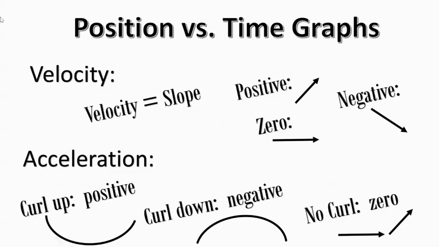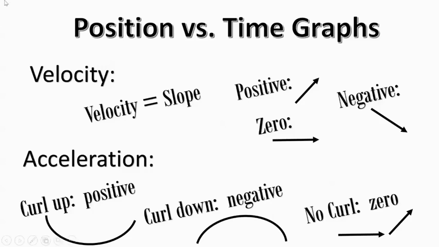Today we're going to be talking about how to go from a position versus time graph to a velocity versus time graph. So we're just doing this qualitatively, no numbers involved, but we're going to show you how you can look at the shape of a position graph and tell something about the shape of a velocity graph.